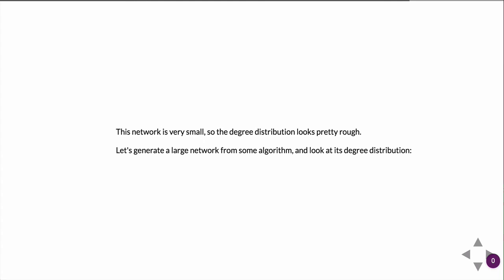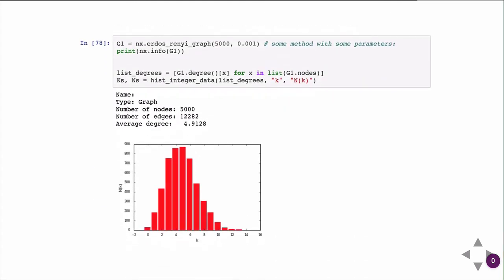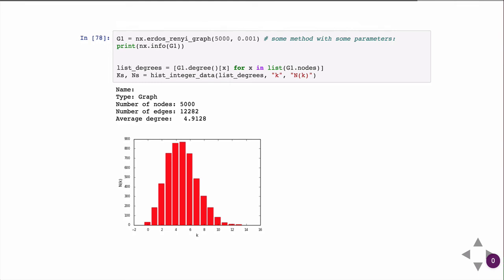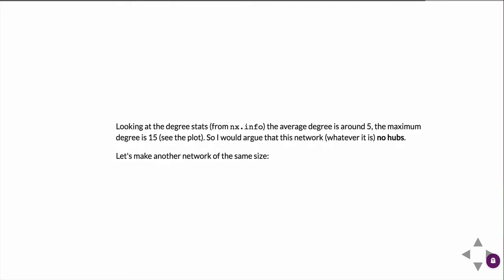We can go ahead and generate a large network in Networkx and look at its degree distribution. Networkx defines a function to generate a random graph. Random graphs are known as Erdős-Rényi graphs, after Paul Erdős. Here we generate one with 5,000 nodes. We can see that the degree distribution here is pretty smooth, and looks Poisson. The average degree is around 5, the max is 15, and so it actually doesn't have any hubs.